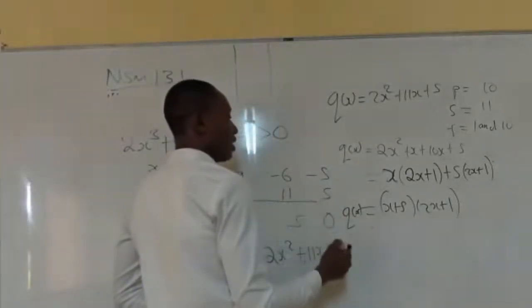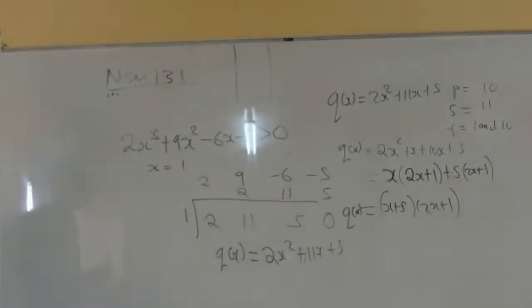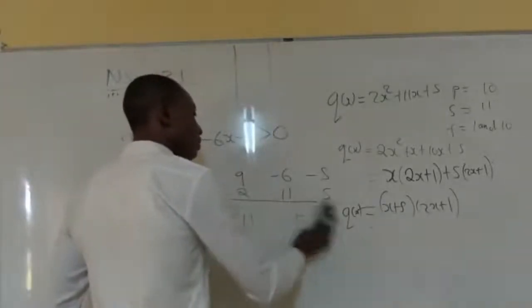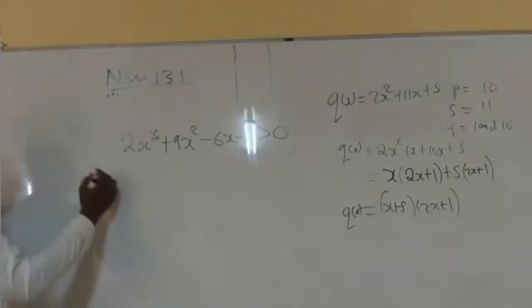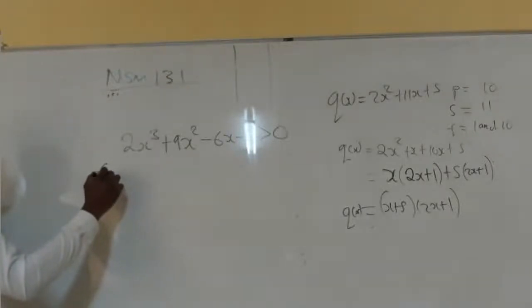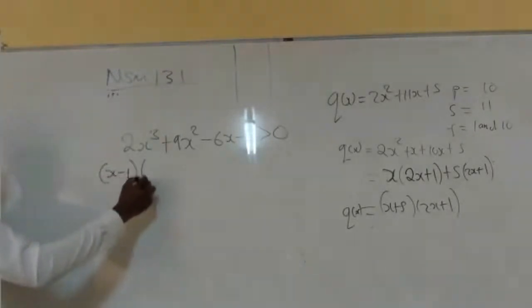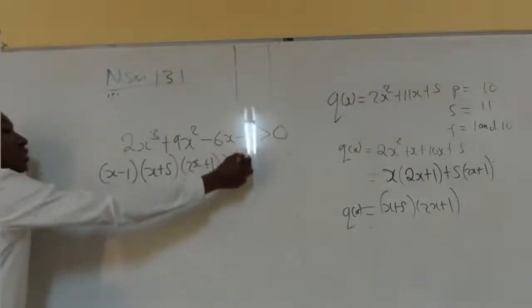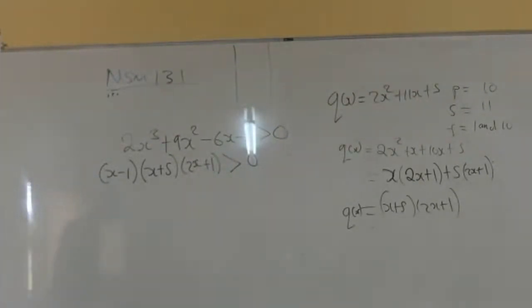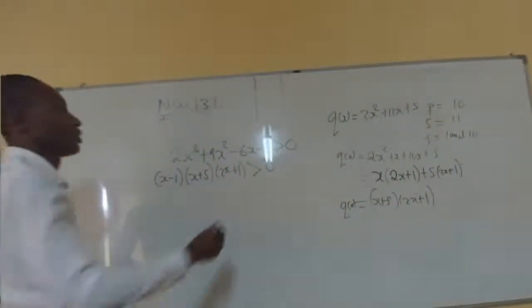So if we factorize this, the actual inequality now is (x minus 1)(x plus 5)(2x plus 1) greater than 0. This is basically what we have as our final factorized form.